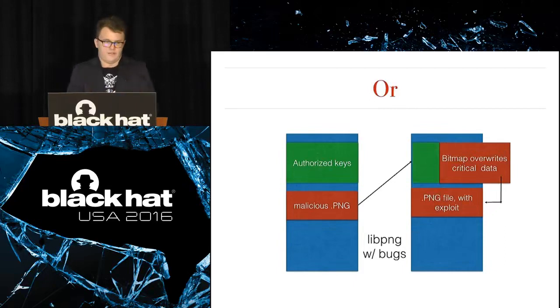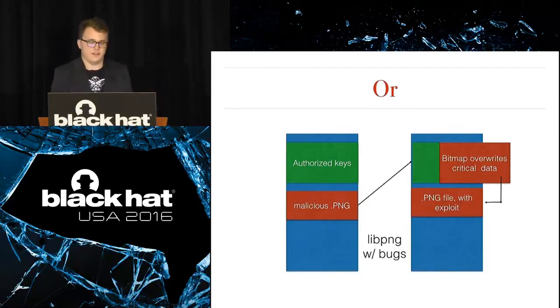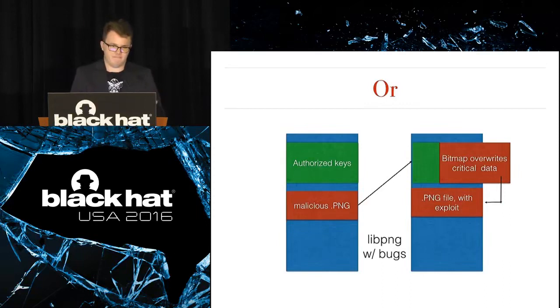Or you could have the other use case that, for example, you're running an SSH server and there is a whitelist of authorized keys somewhere in your address space, and a malicious PNG file might cause the parser to overwrite that data with something that's not meant to be there, and then an attacker can log into your server.